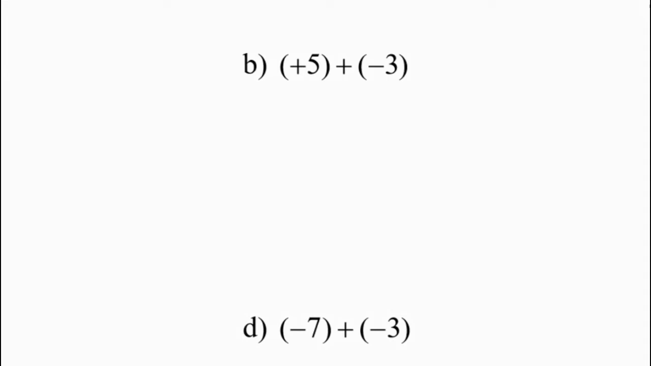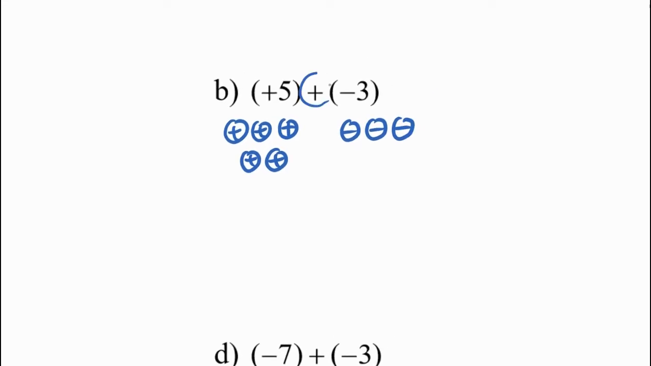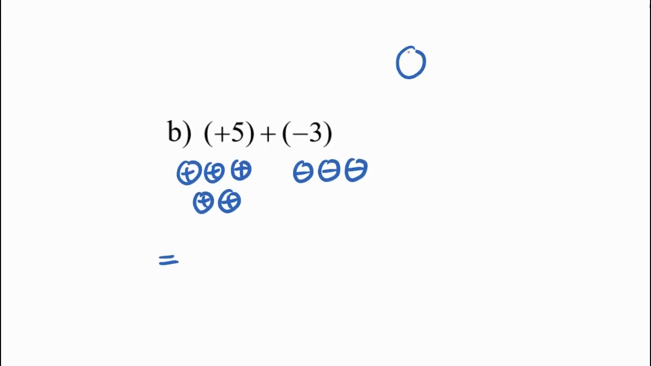Alright, next, +5 and -3. You're going to draw 5 positive integer chips and 3 negative integer chips. In total, how many integer chips do you have? But before you count the total, you have to simplify it. Remember everyone, when you have one positive integer chip and one negative integer chip together, this is called a zero pair. When they are together, they cancel out, it becomes 0.